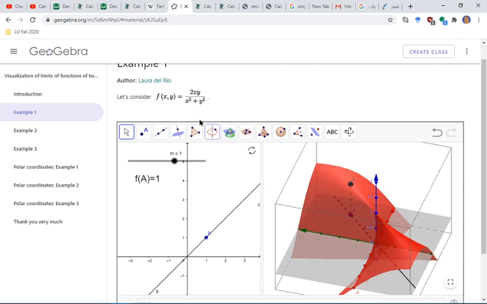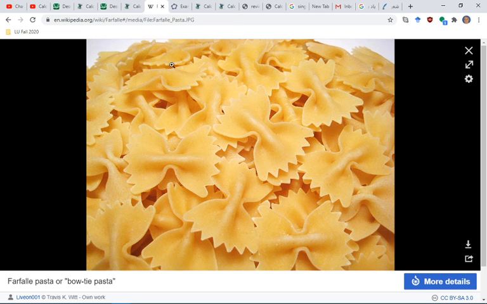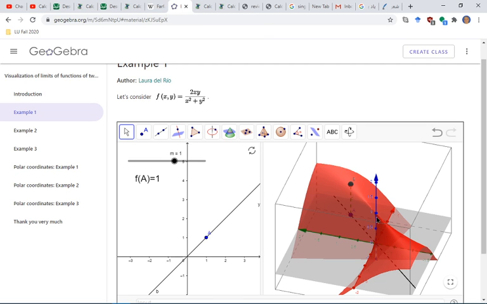Now, suppose I ask you, what's the limit of this thing as (x, y) approaches 0? Out here, like on the edges of this bow tie pasta, we know exactly where something is. But when we come to this center, it becomes unclear as to where we are.